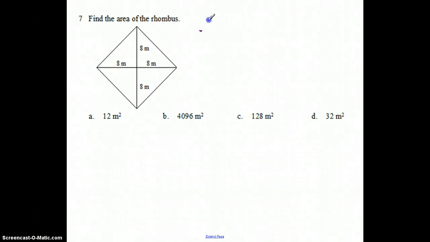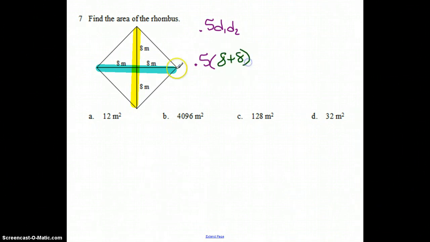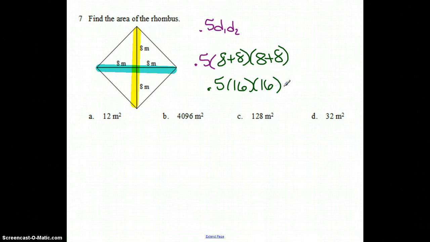Now area of a rhombus, 1/2 of the 2 diagonals. So it's 1/2, and if I look at this one diagonal here, I have to add the whole thing up, just like I do this way. So in this direction, I'm going to have 8 and 8. In the other direction, I'm going to have 8 plus 8. So really, it's 0.5 times 16 times 16, which gives me 128 meters squared. So my answer is C.